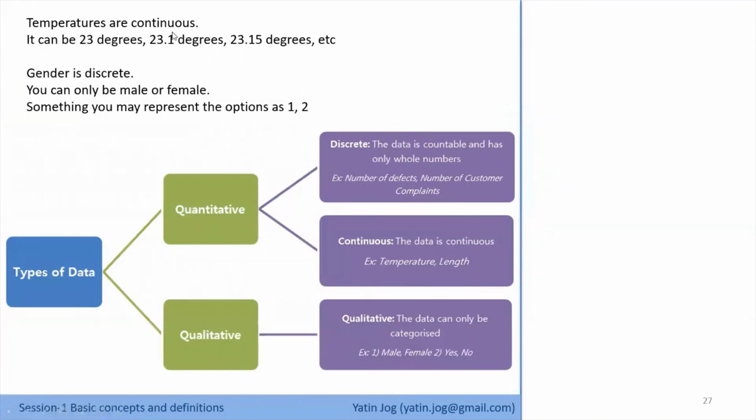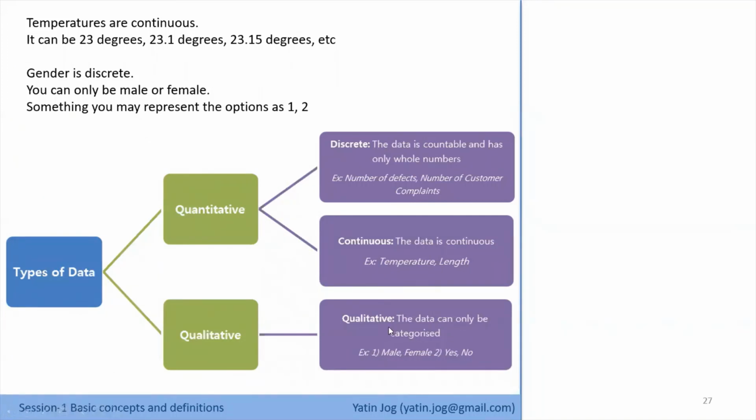Temperatures are continuous in nature. Gender is discrete in nature. So this is what we have discussed. Once I say types of data, again to summarize, data can be either qualitative or quantitative in nature. Quantitative data can either be discrete or continuous, but qualitative has to be qualitative only, or at the max, it can be discrete. You can count it, so it can be discrete in nature.